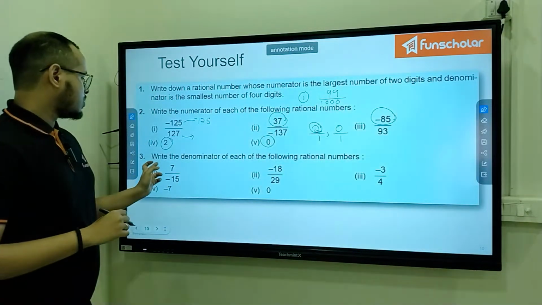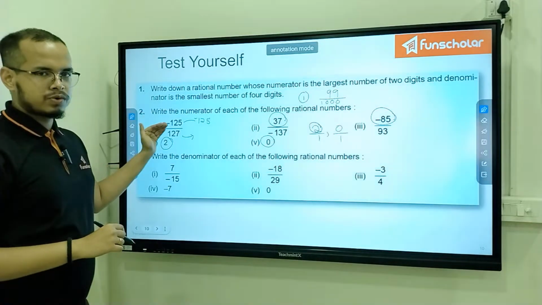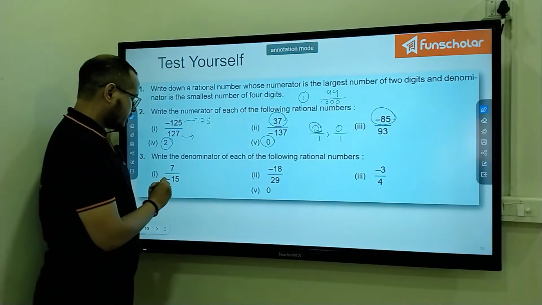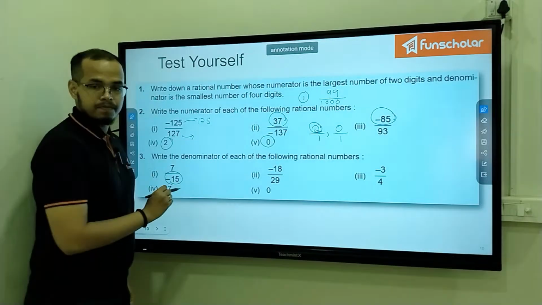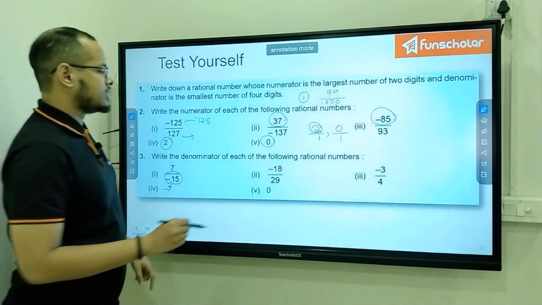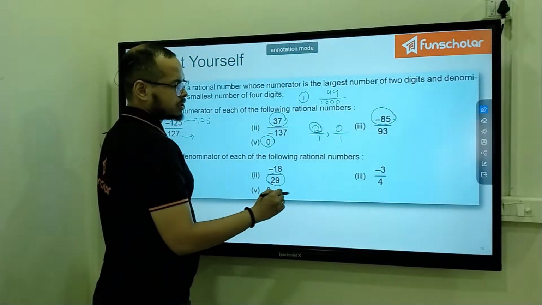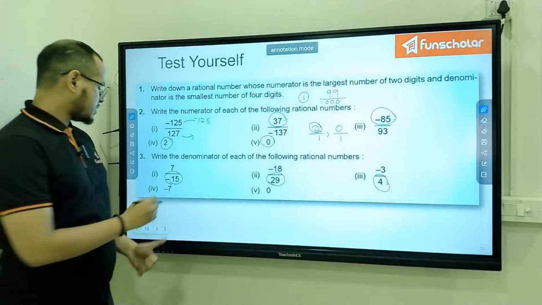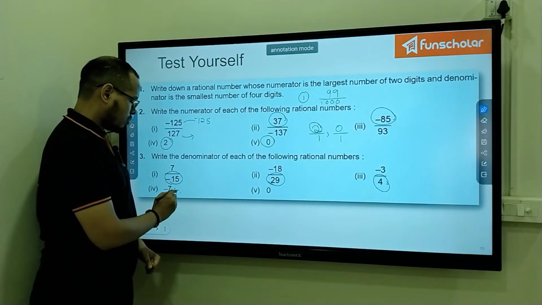That's it. Now, write the denominator. We have already found out what to write for the numerator. Now it's time for denominators. The denominator for the first one is minus 15. For the second one it is 29. For the third one it's 4. For the fourth one it is going to be nothing but 1.